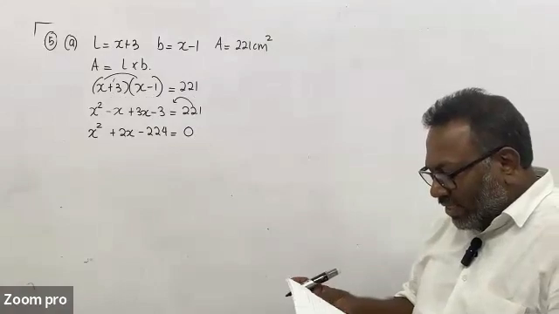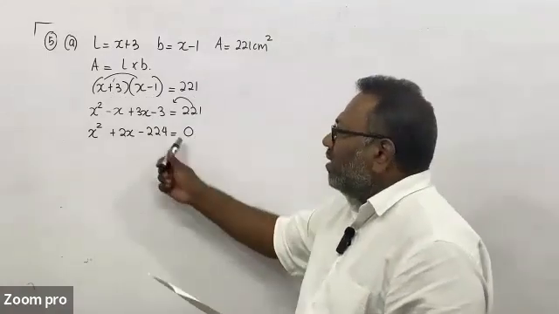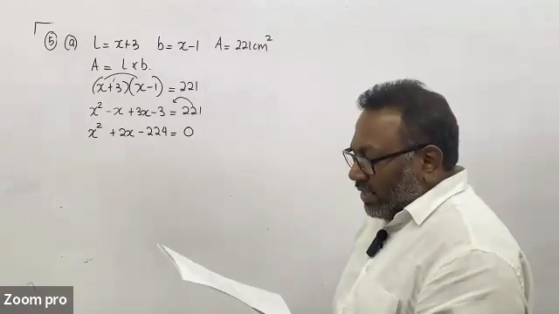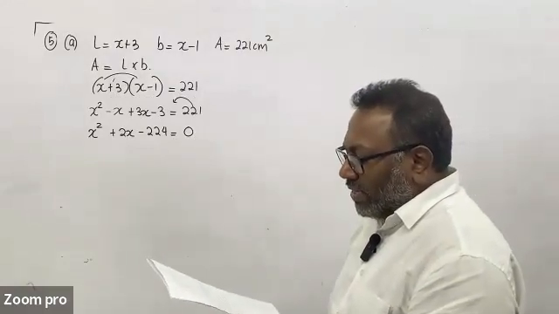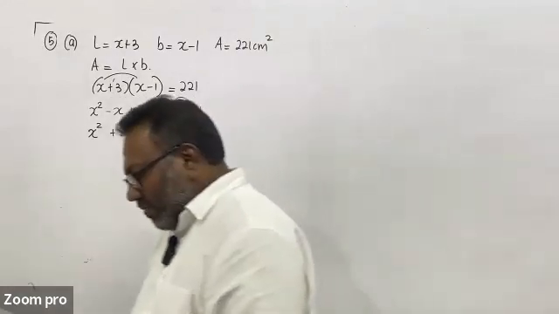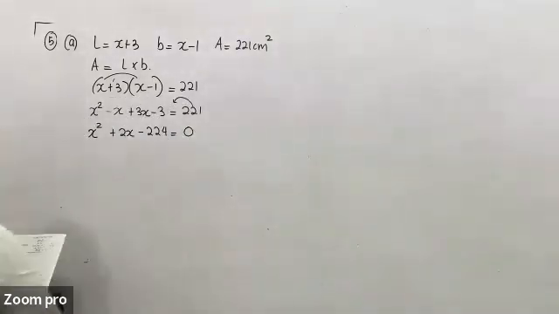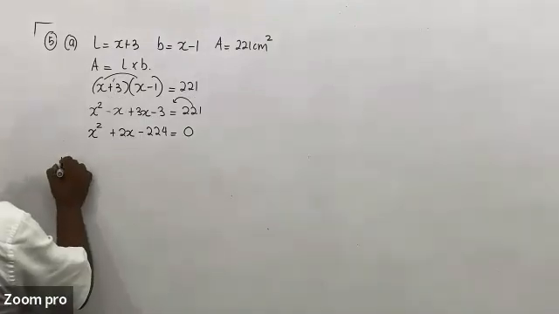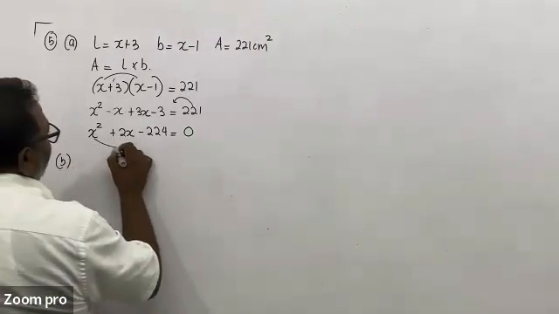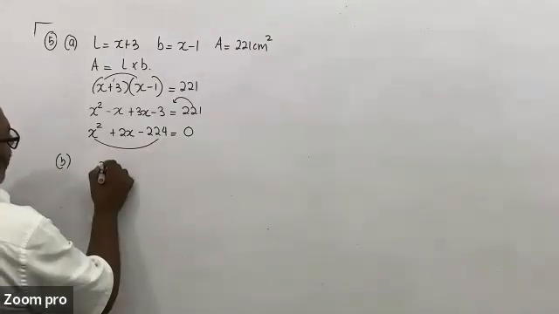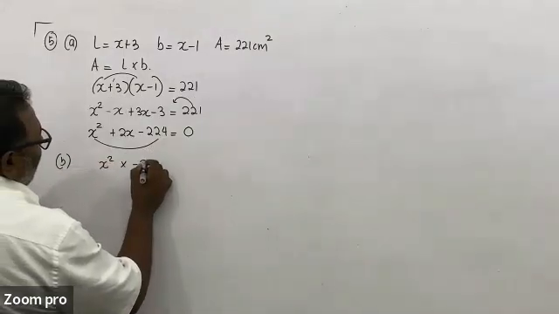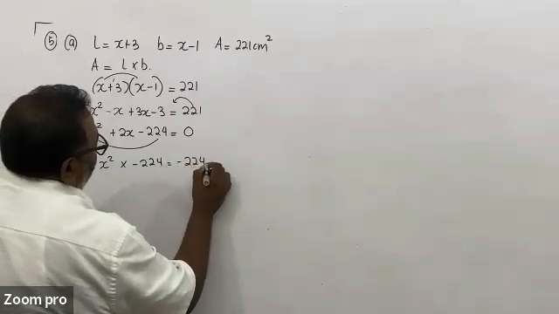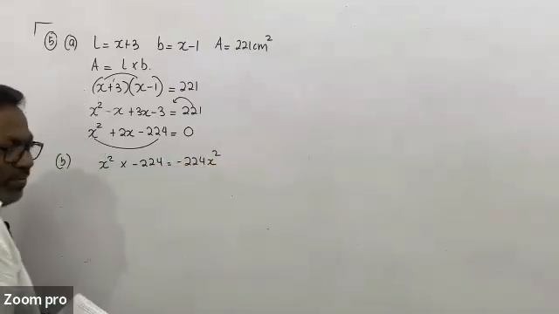Right. So they are saying just build up a quadratic equation using the data. So we have done that. Then they are saying solve the equation and find the length and breadth of the rectangle. So if you want to solve this, you know how to do that, right? You take the first and the last term. So x squared into minus 224, you'll get minus 224 x squared.